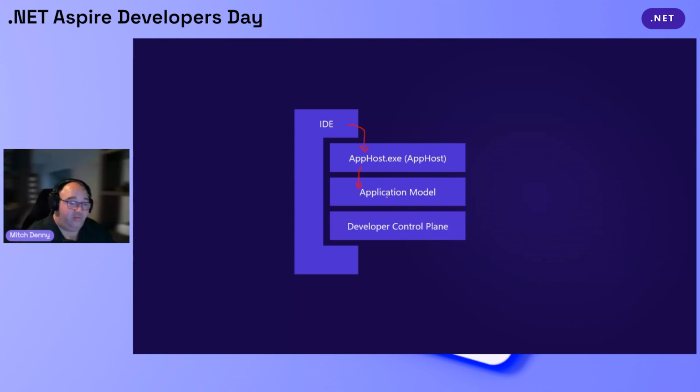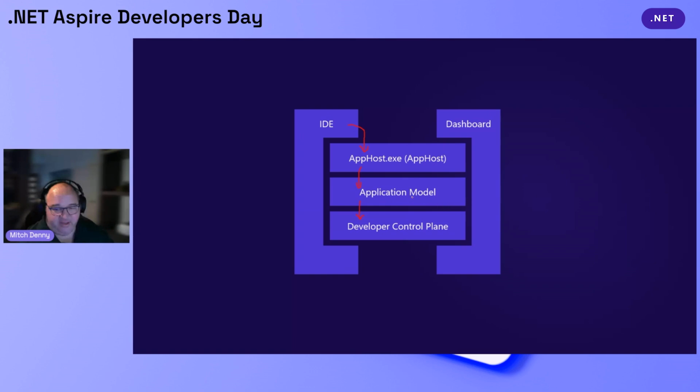And then the application model, when you run the application, starts up this thing in the background called DCP, or the developer control plane. And the job of the app model is to translate what you've put in your Program.cs into a series of resources that DCP understands. And so what DCP does is take care of things like launching the dashboard. So we tell DCP to launch the dashboard, and the dashboard itself controls what is rendered on the screen by talking back to a resource server which is running on the app host. We then tell DCP to launch any local processes.